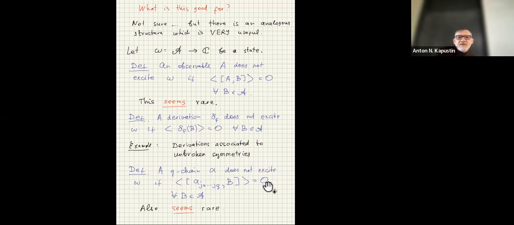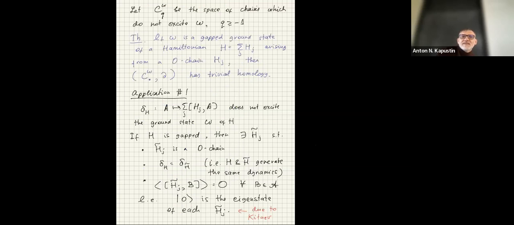And similarly, for a Q-chain, you can define a notion of a Q-chain which doesn't excite this ground state simply by saying its commutator with any local observable vanishes, component-wise. That's a bit harder to explain, but the point is, if you look at the subspace of all chains and derivations that do not excite some particular state, then it's easy to see that they form a subcomplex, and even a subalgebra. You have this differential graded Lie algebra of all chains, but then there's a subalgebra of those that don't excite the state omega. And the important result is that if you have a gapped ground state, then this subcomplex still has trivial homology. So that's rather non-trivial.